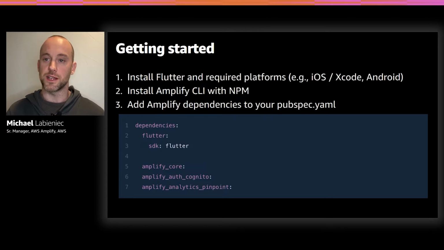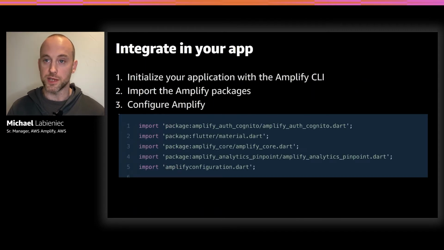It defines your dependencies, and within those dependencies, you can leave out the version numbers to get the latest version, like you see here in this example. And with Amplify, we have everything prefixed with Amplify, followed by the category, and generally followed by the service implementation. Once you add these lines to the pubspec file, you could then integrate them into your application.